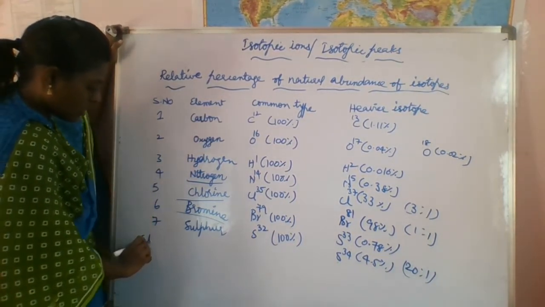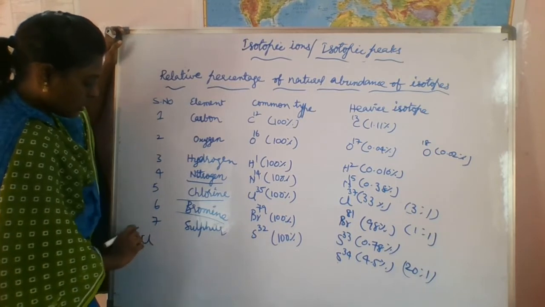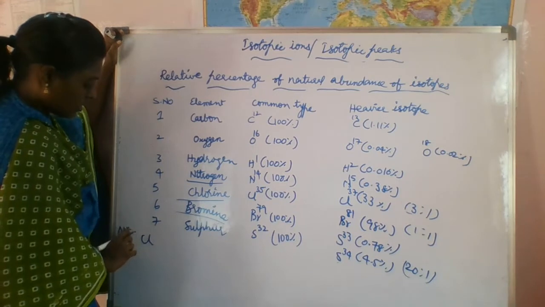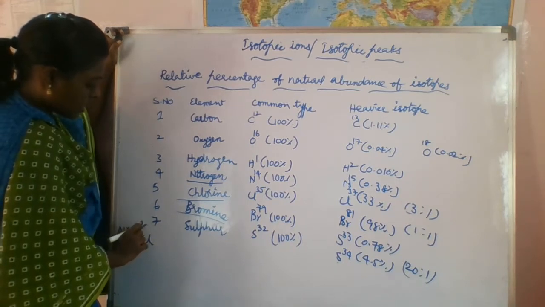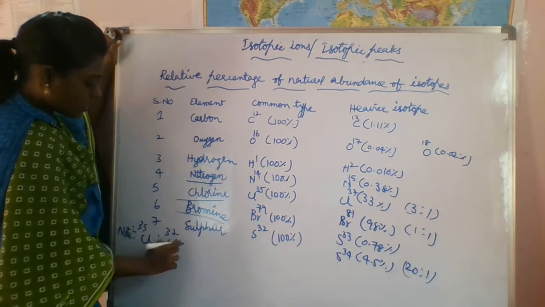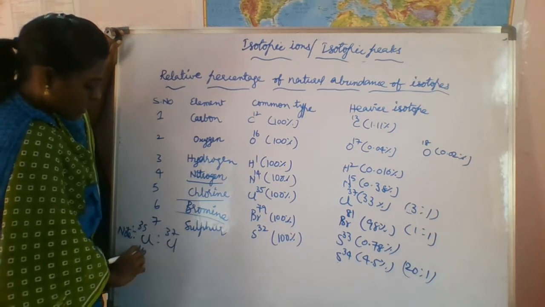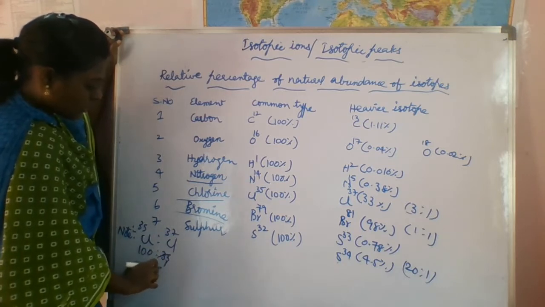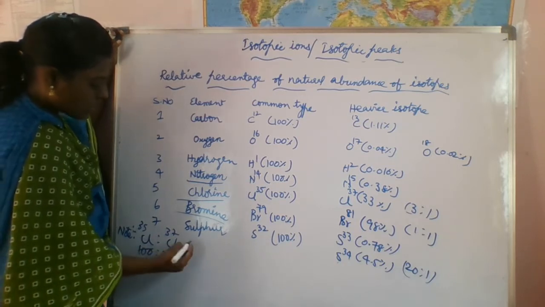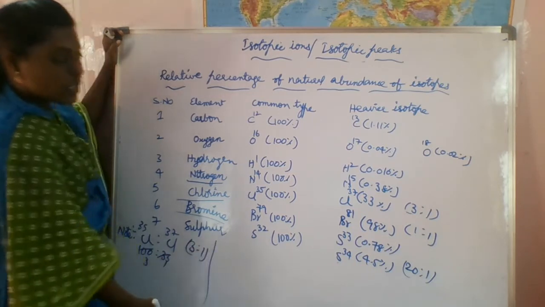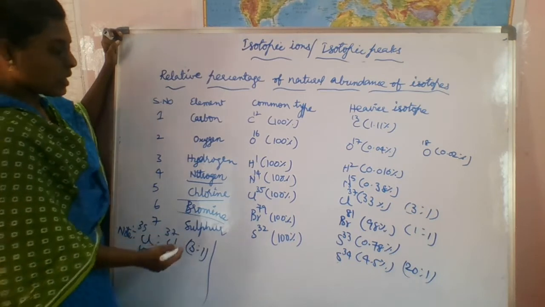Mainly, if you see chlorine, note: chlorine 35 is there and chlorine 37 is there. What is the percentage? 100:33, meaning 3:1 for chlorine.